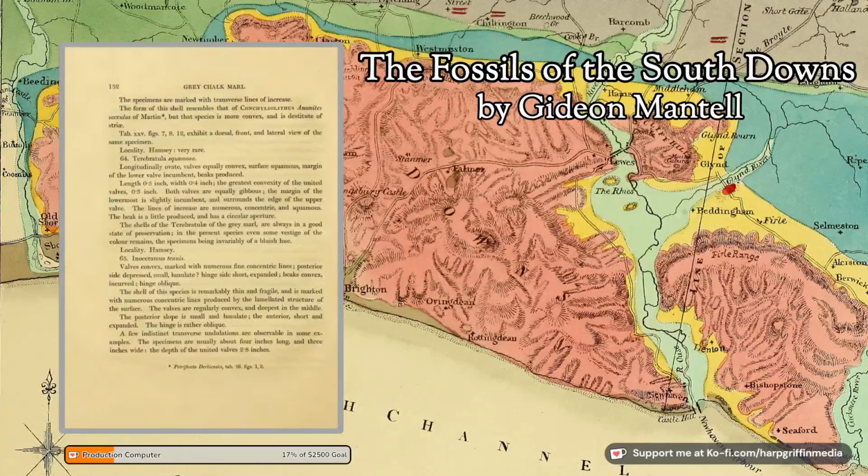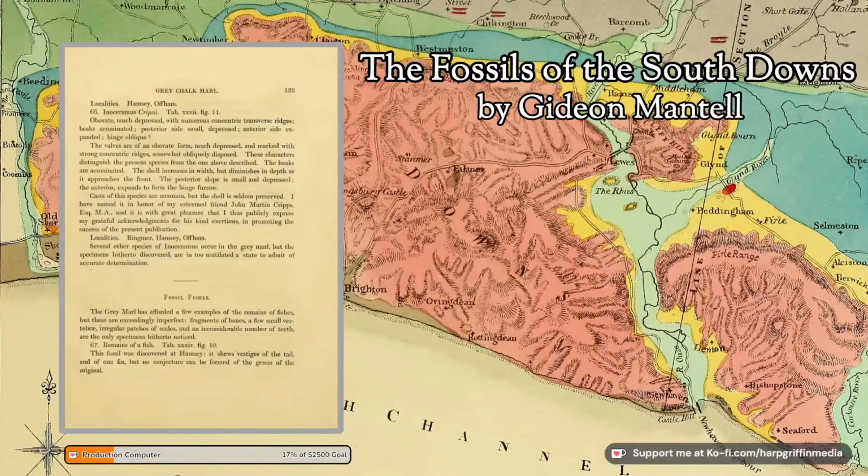The valves are regularly convex and deepest in the middle. The posterior slope is small and lunulate, the anterior short and expanded. The hinge is rather oblique. A few indistinct transverse undulations are observable in some examples. The specimens are usually about 4 inches long and 3 inches wide. The depth of the united valves, 2.8 inches. Localities: Hamsey, Offham.